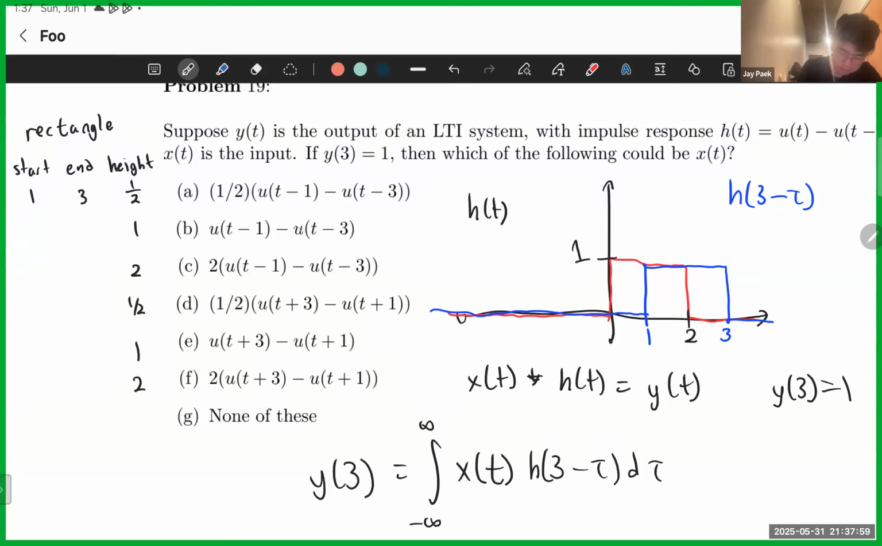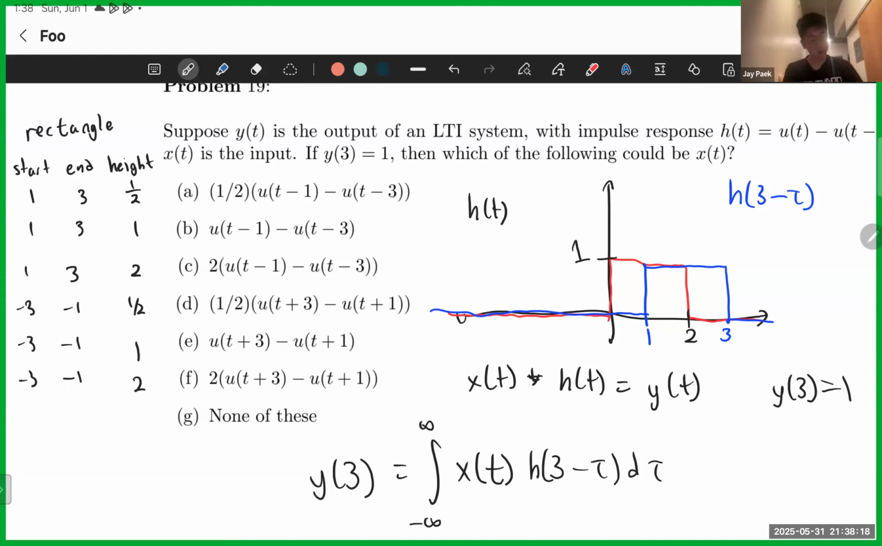This one starts at 1, ends at 3. This one also starts at 1 and ends at 3. This one starts at -3, ends at 1. Also -3 ends at 1.